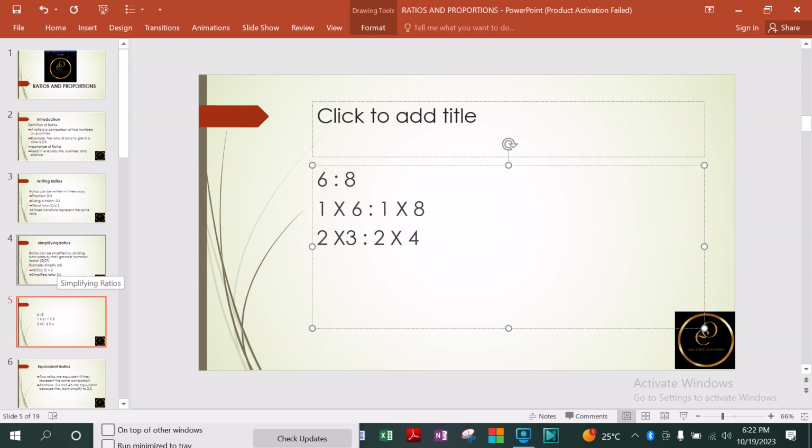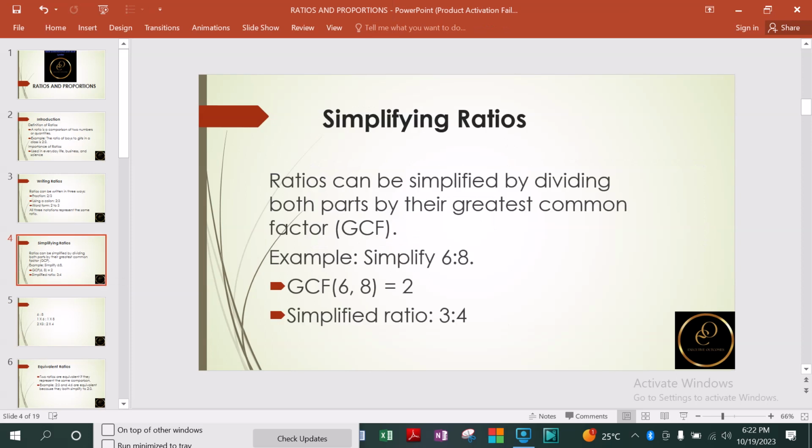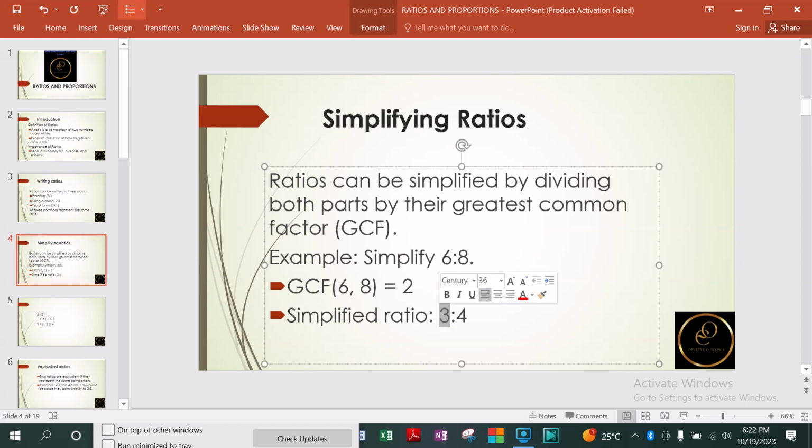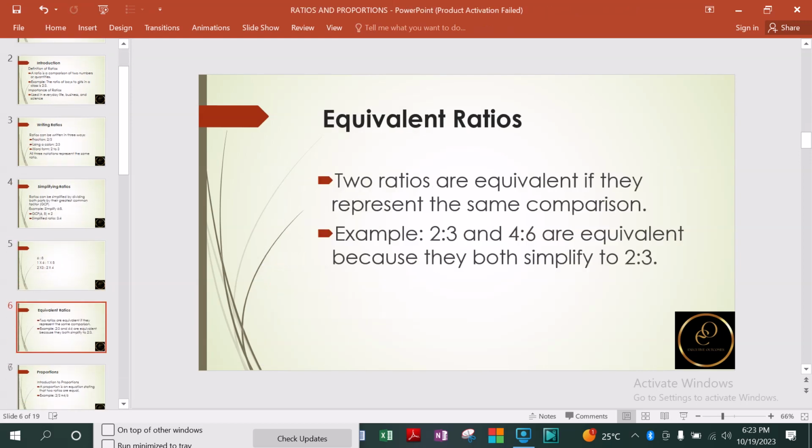So when we go back to this expression, we find that we can simplify these two figures by dividing both by the highest common factor, which is 2. So divide 6 by 2, you end up having 3. Divide 8 by 2, you end up having 4. So that's how you simplify this particular ratio. Okay, so that's what I wanted to show you.